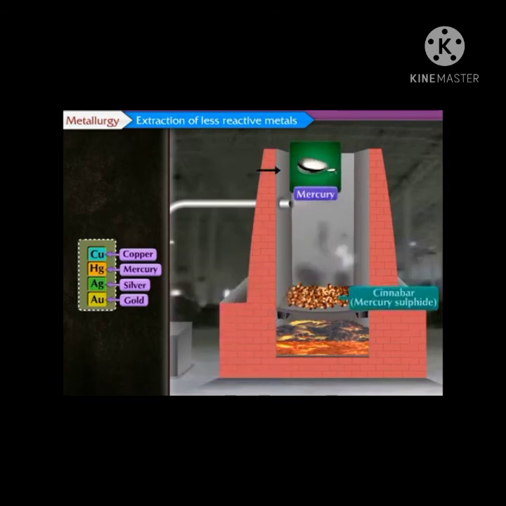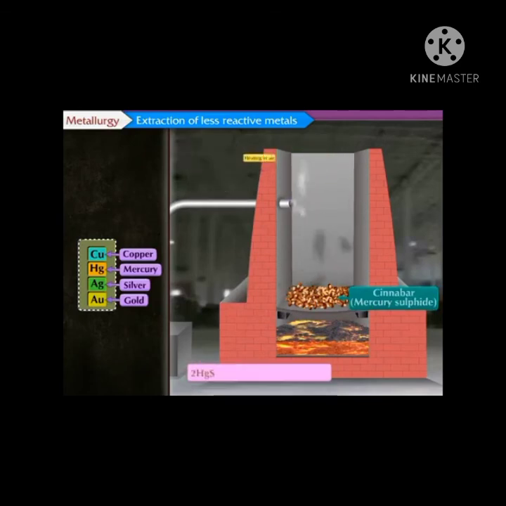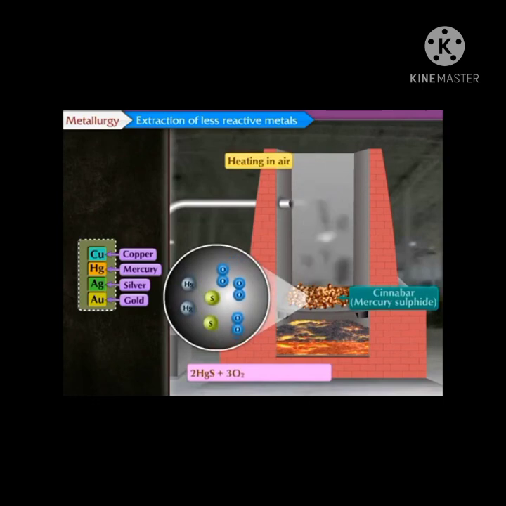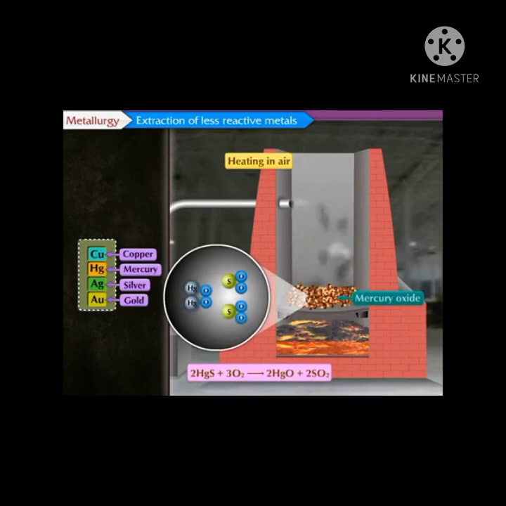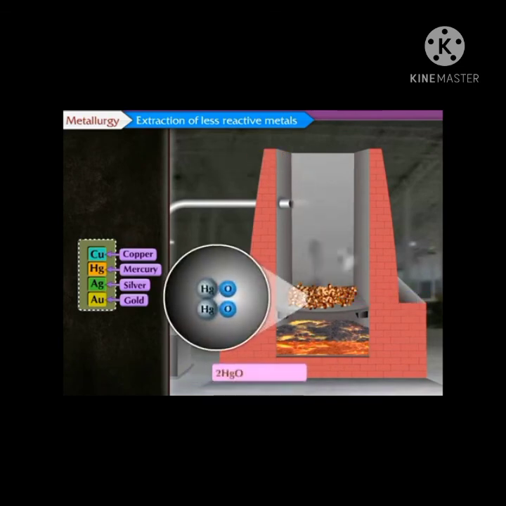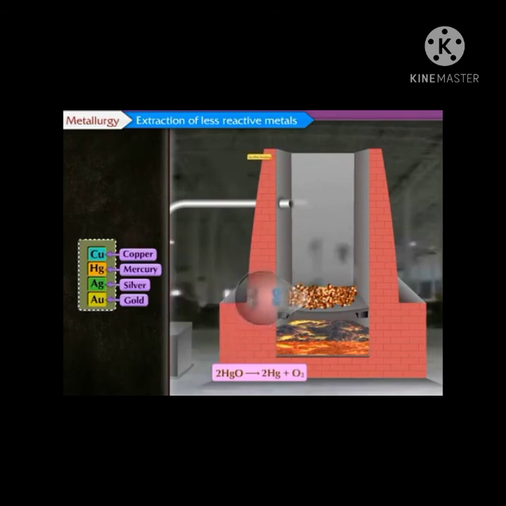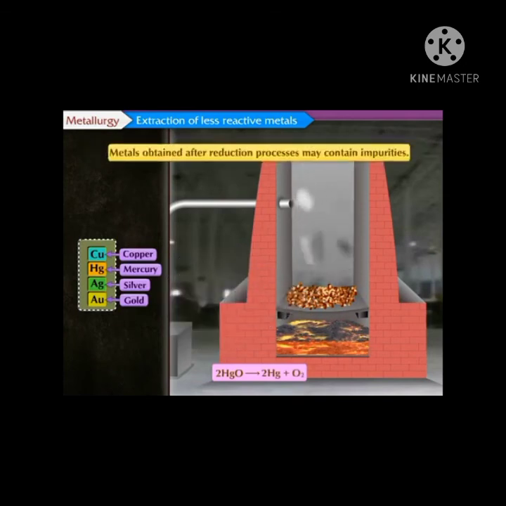Similarly, mercury is obtained from its ore, cinnabar. When the ore is heated in air, mercury sulfide is first converted into mercury oxide and sulfur dioxide. When this mercury oxide is further heated, it gets reduced to mercury. Metals obtained after the reduction process may contain impurities. This process of purifying impure metal is called refining.